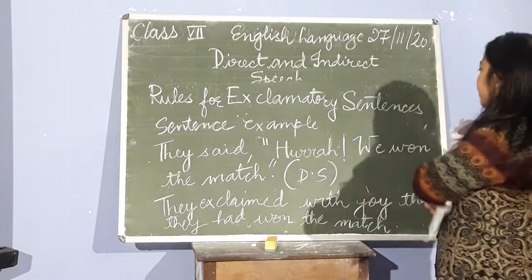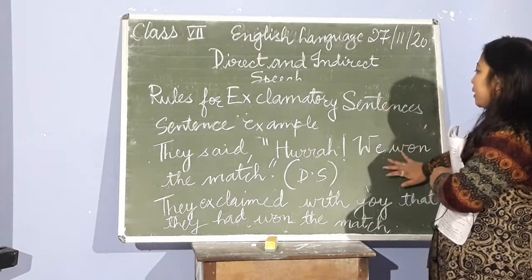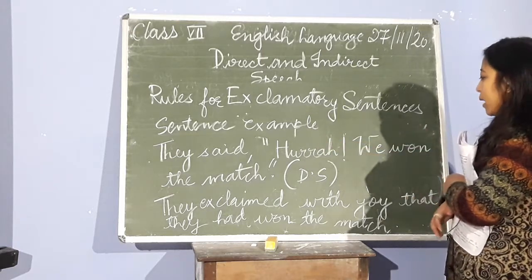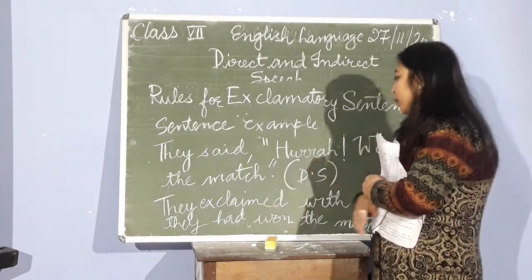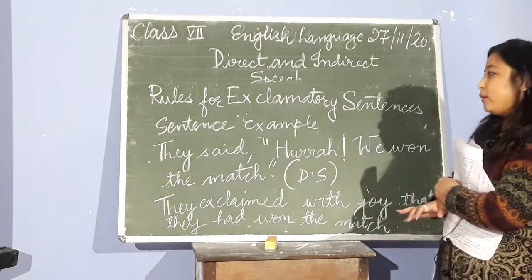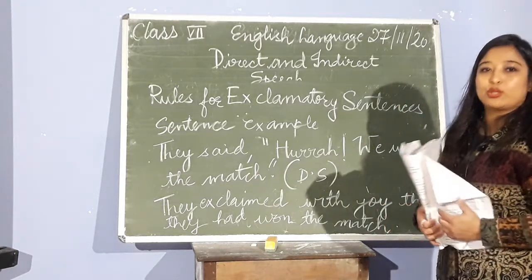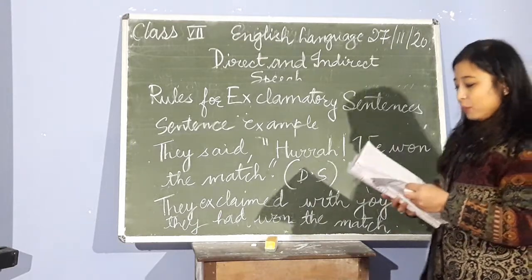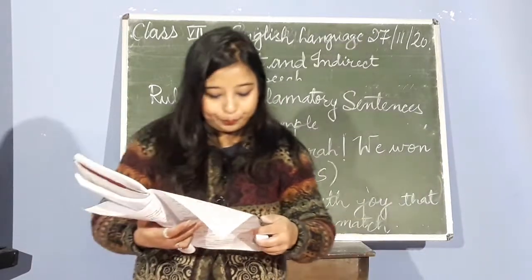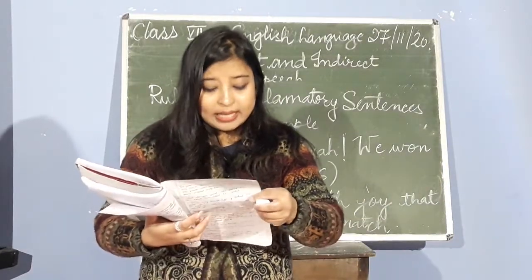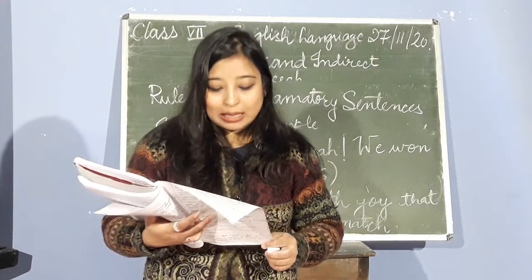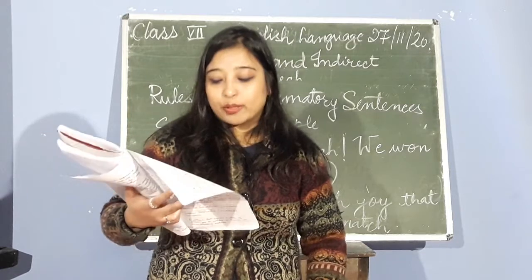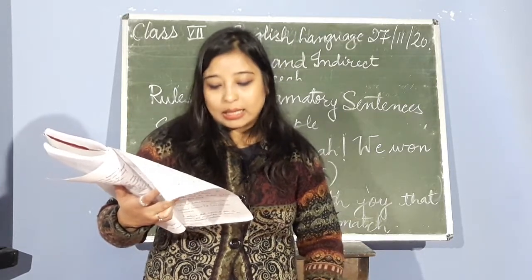Okay, so see, this is the state of joy, rules for exclamatory sentences in the direct speech. She said, hurrah, we won the match. So you'll have to use specific words like exclaimed with wonder, exclaimed with joy, exclaimed with sorrow, etc., isn't it? So I'm going to read out a few examples for you. He said, alas, I failed the test. He was very, very sad. State of sorrow, isn't it? He exclaimed with sorrow that he failed the test.